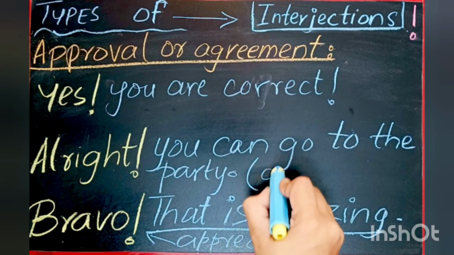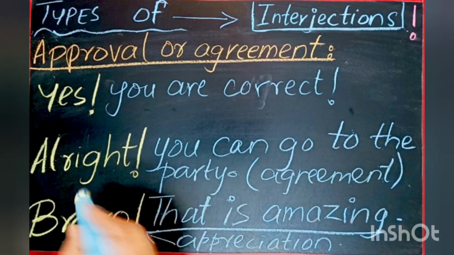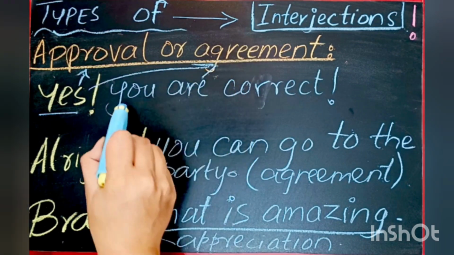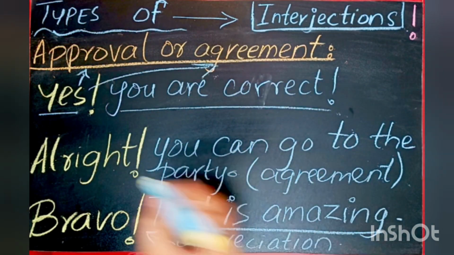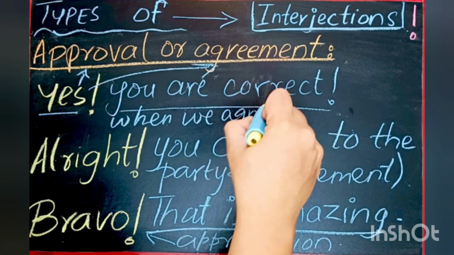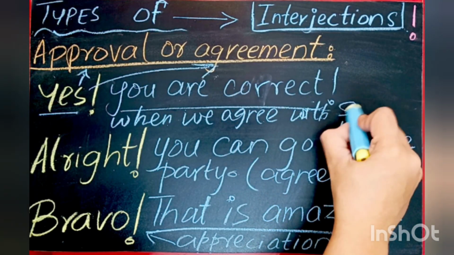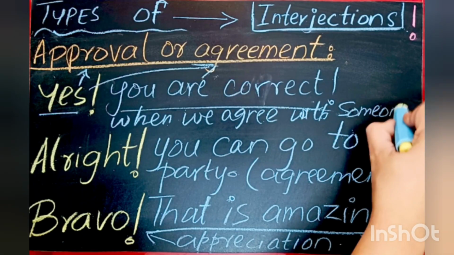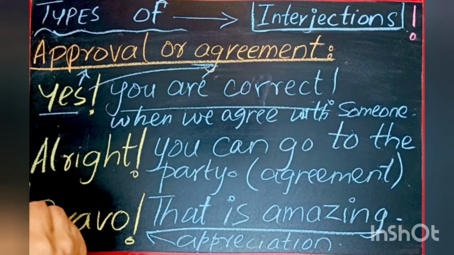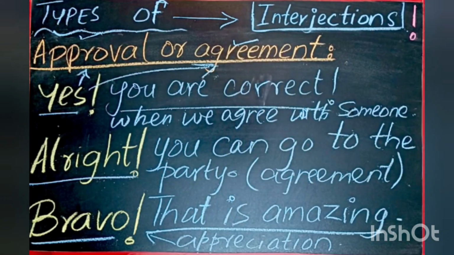All right is showing the agreement. Again, yes is also showing the approval and agreement. Okay, you are correct. Actually, interjections are not showing any type of meaning. So the preceding sentence is actually there to show us the meaning or the emotions hidden behind these words: approval and agreement.